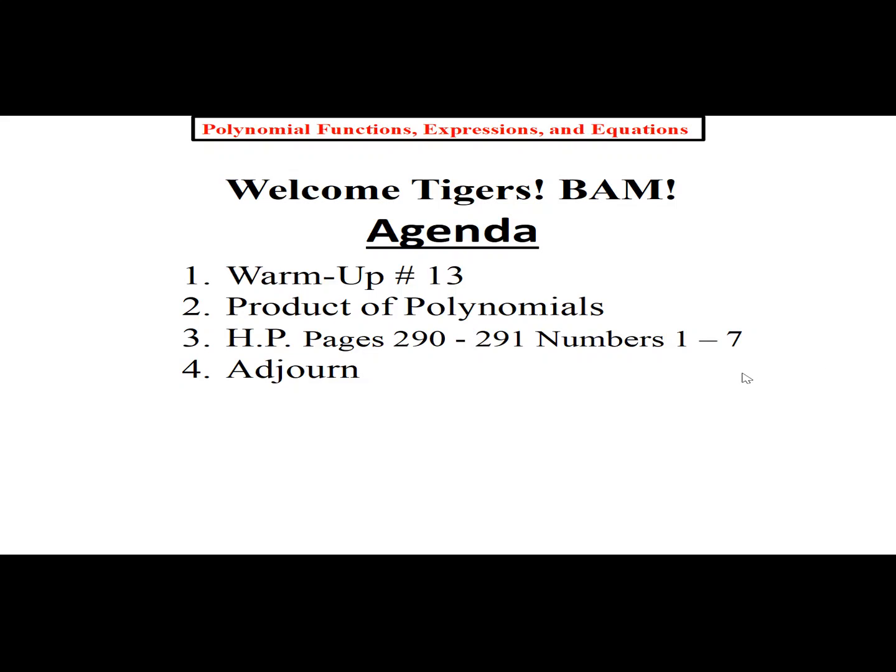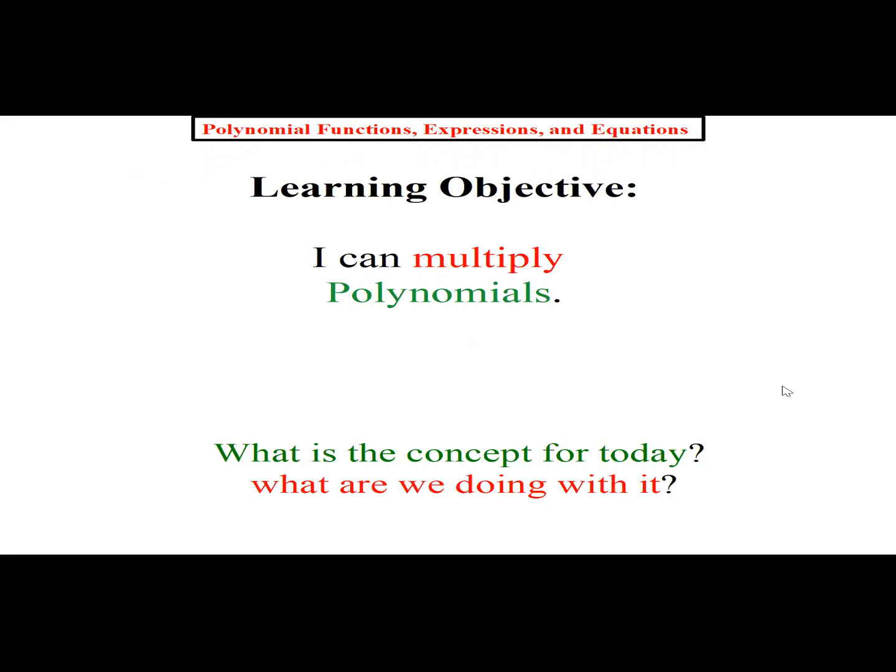All right. So turn in your homework and once again, get a Cornell note ready. There's the objective, write that down. All right, here we go. Our objective for today: I can multiply polynomials. I can multiply polynomials. Tell your neighbor what concept we're on, please.